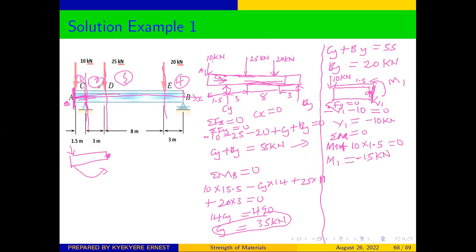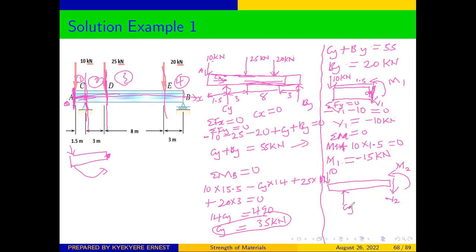Then we go to section 2, C to D. We draw a free body diagram like this. We have a force of 10 applied at A. We have another force applied at C, which is CY, you already know. And since you are considering section C to D, the force at D will not play a role. So this will be where we are taking our moment. Our shear force is always in the positive direction. You can call this V2. And our moment is also in the positive direction, anti-clockwise, which is M2.